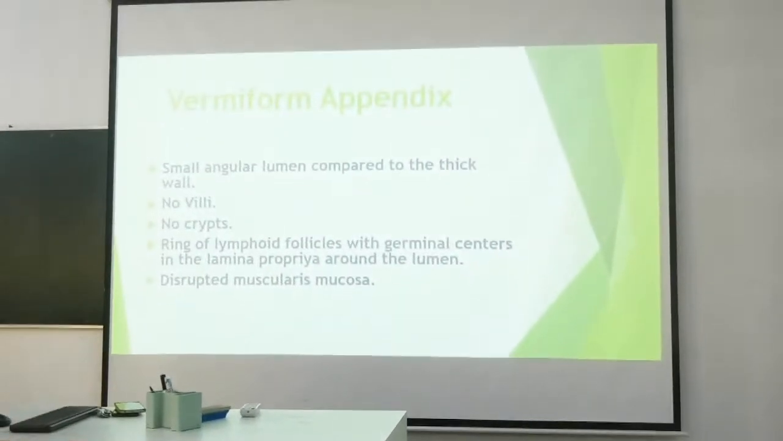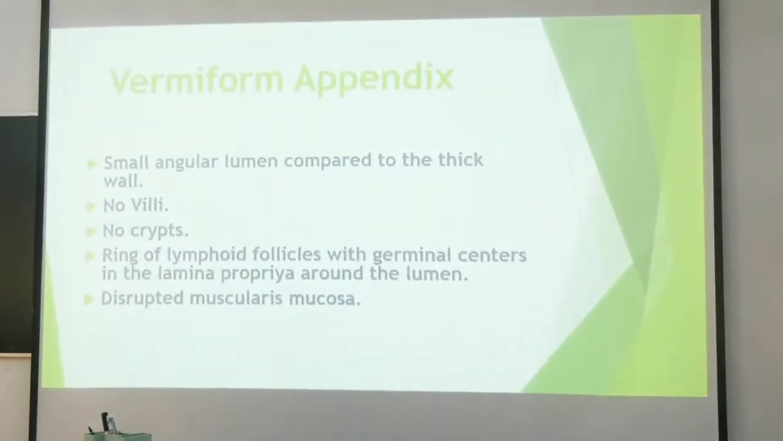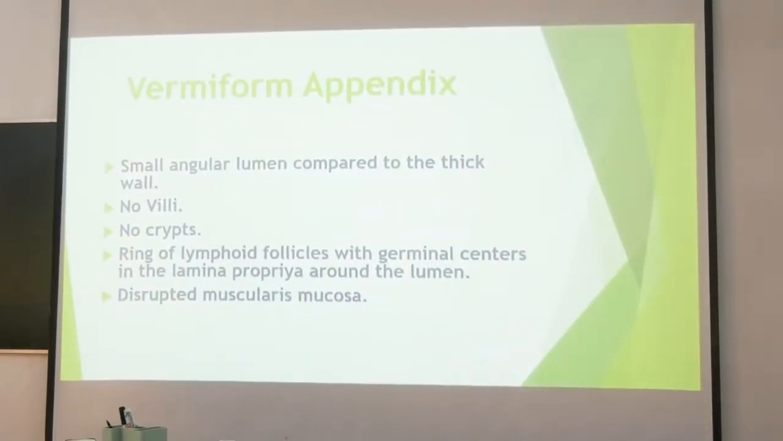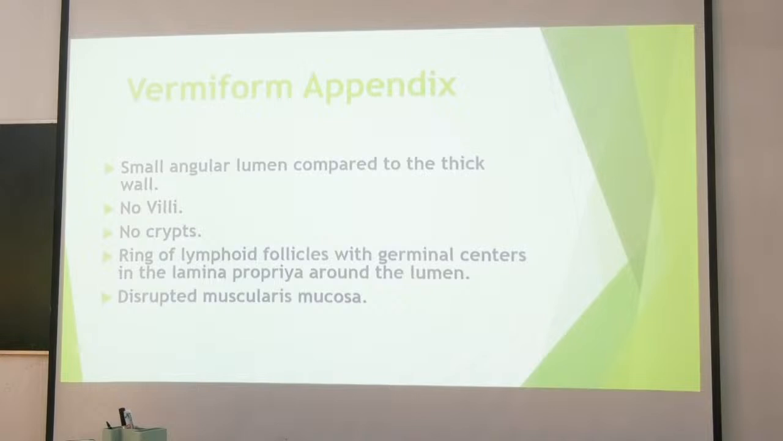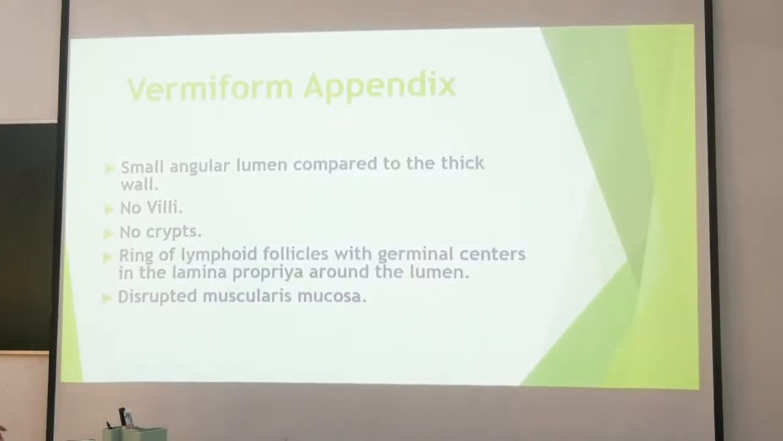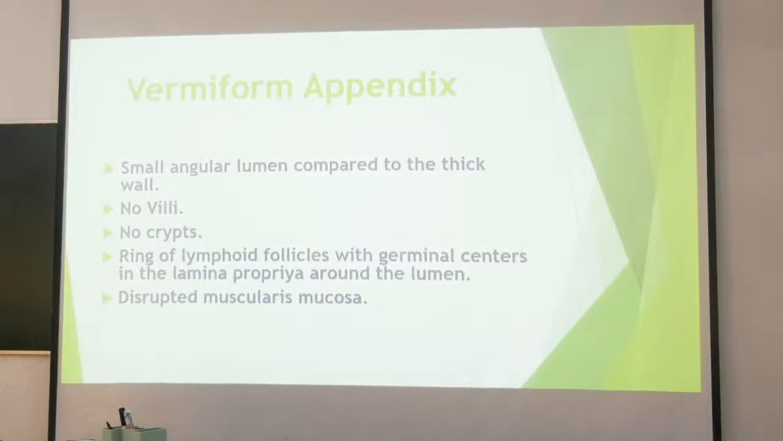Okay, but what is the differentiation? So write it down. These are the features for vermiform appendix. Okay, histological features. So you have seen appendix is a small, minute structure, so lumen would be small. Number one is there would be a small angular lumen compared to the thick wall.